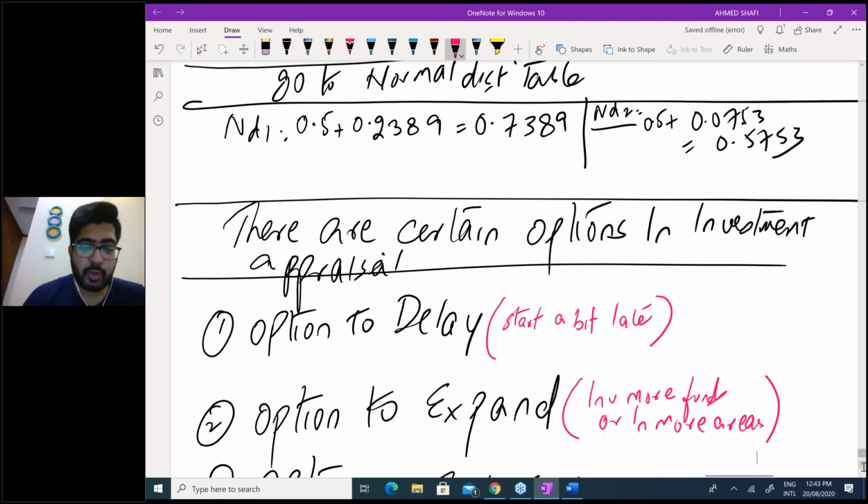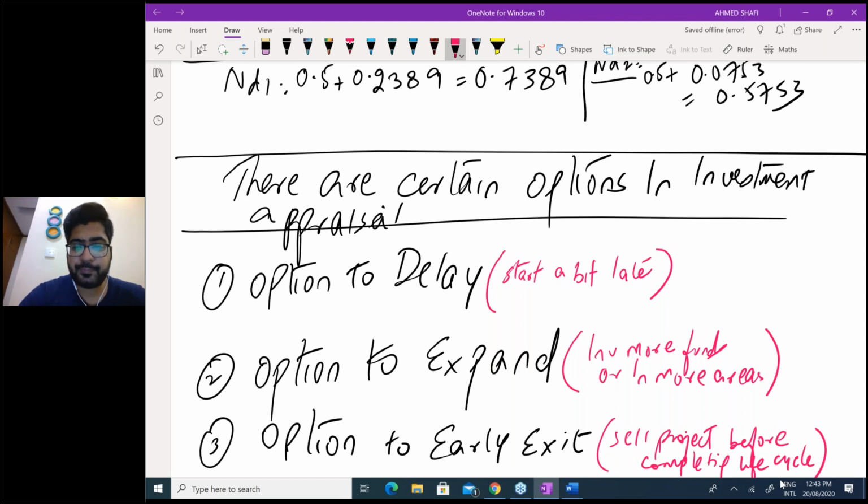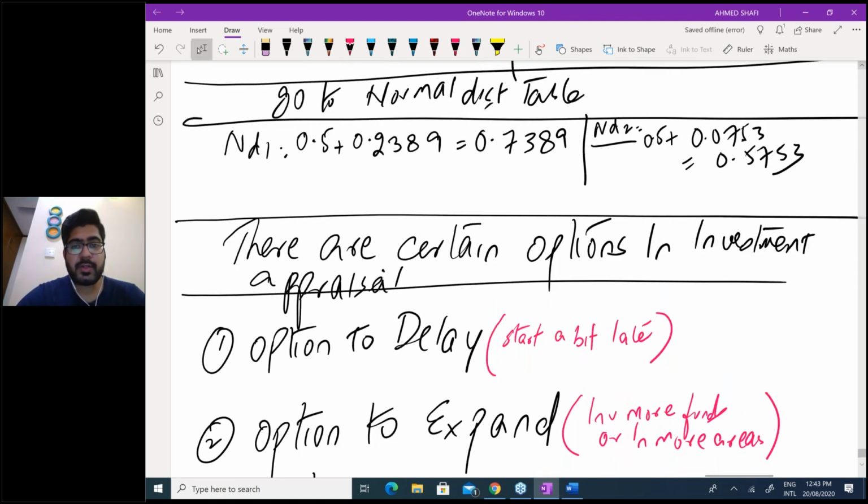And the third option, option to early exit. Sell the project to someone before completing its life cycle. For example, you started a project considering the life will be 5 years. It became a big hit. And after 2 years, some competitor gave you an offer that sell this project to me, take money and leave it. This is called option to early exit.